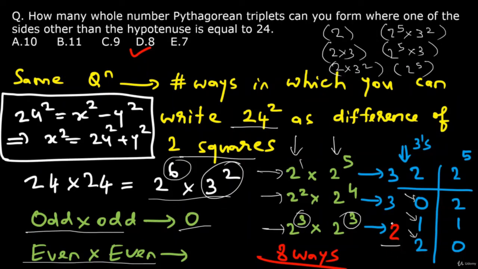Now therefore, the number of ways in which you can write 24 square as even into even is 3 plus 3 plus 2, that's 8 ways. And therefore, the correct answer to this question is option D, that is 8.